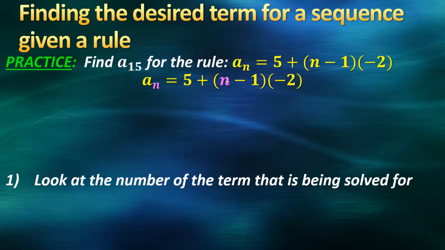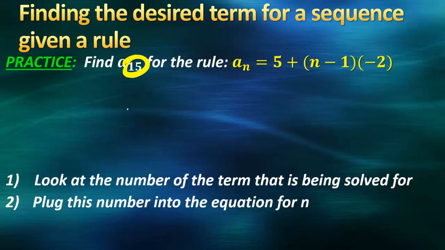So first, look at the number of the term that is being solved for. In this case, it's 15. So we're going to take that 15 and plug that in for n. So a sub 15, and what this means is the 15th term.